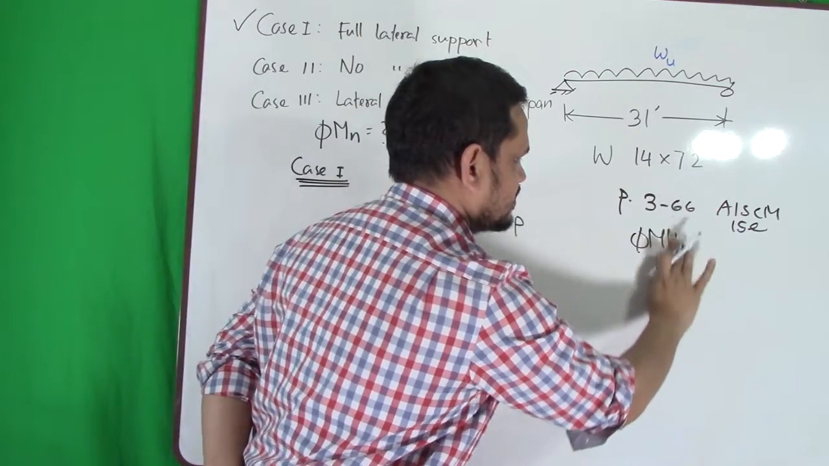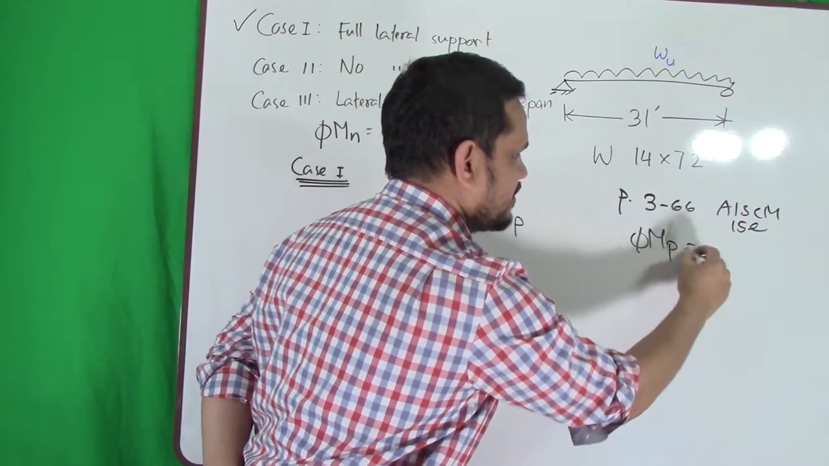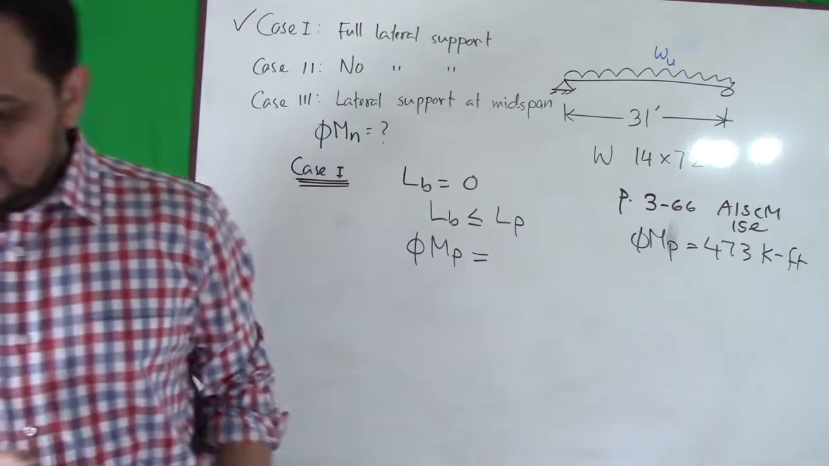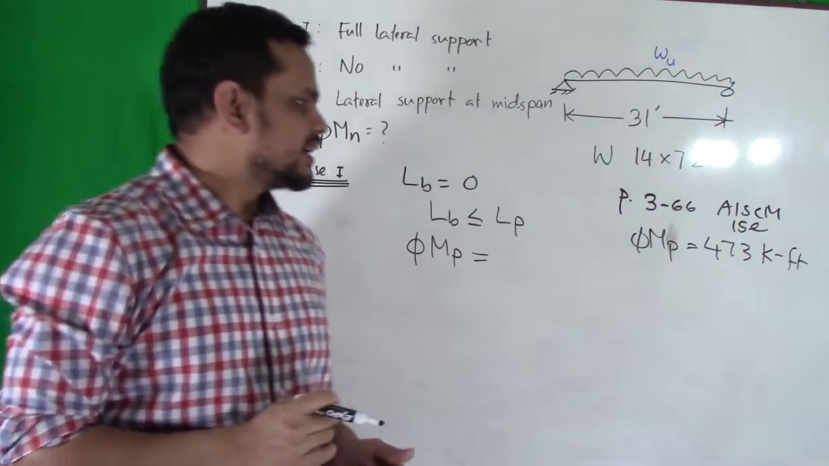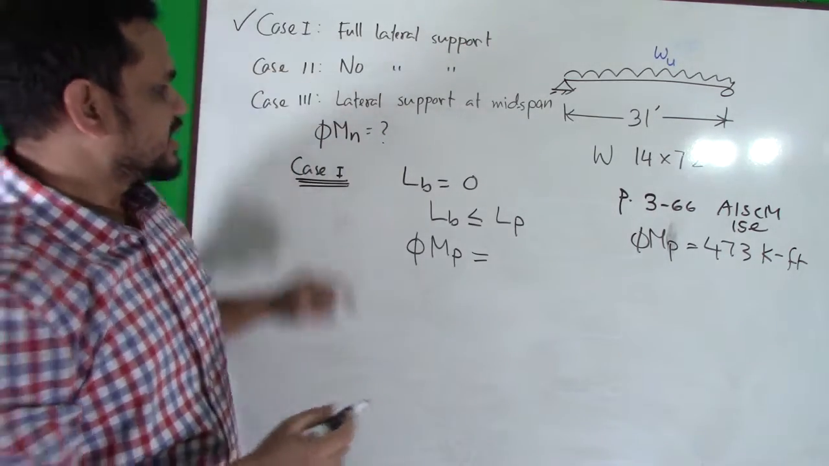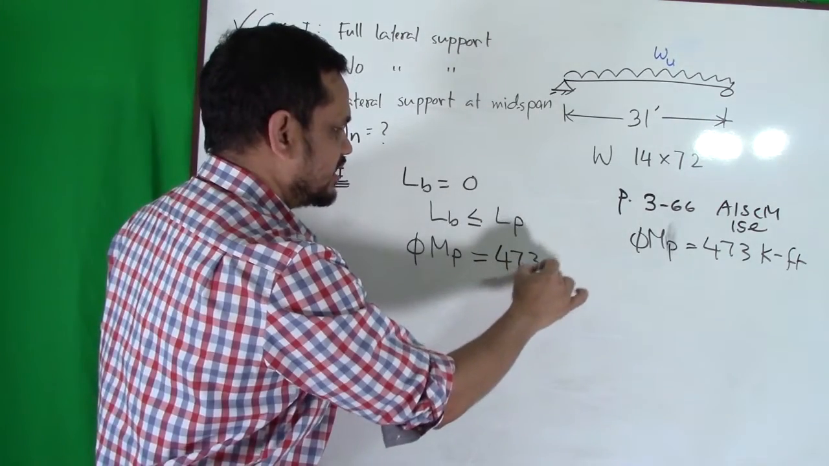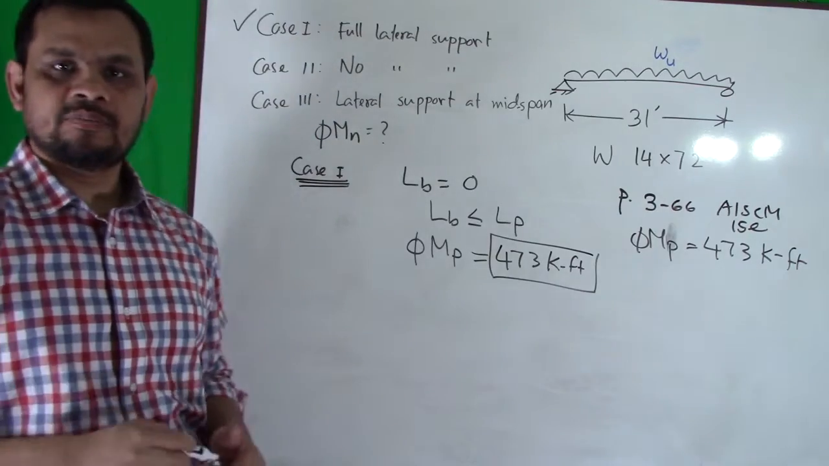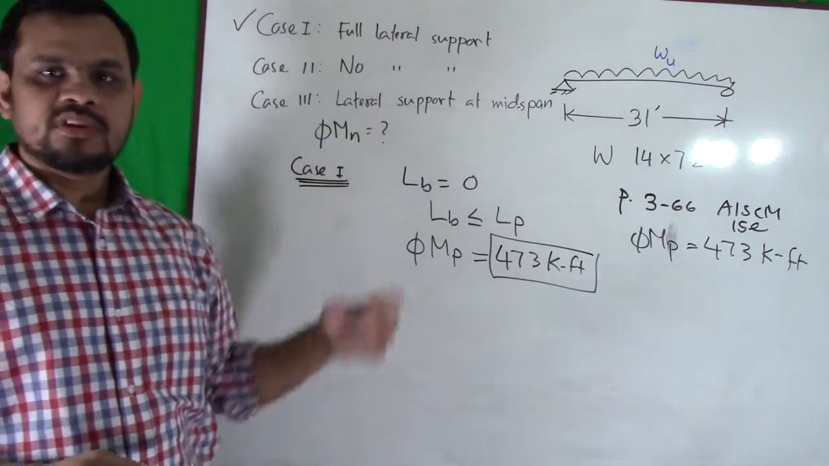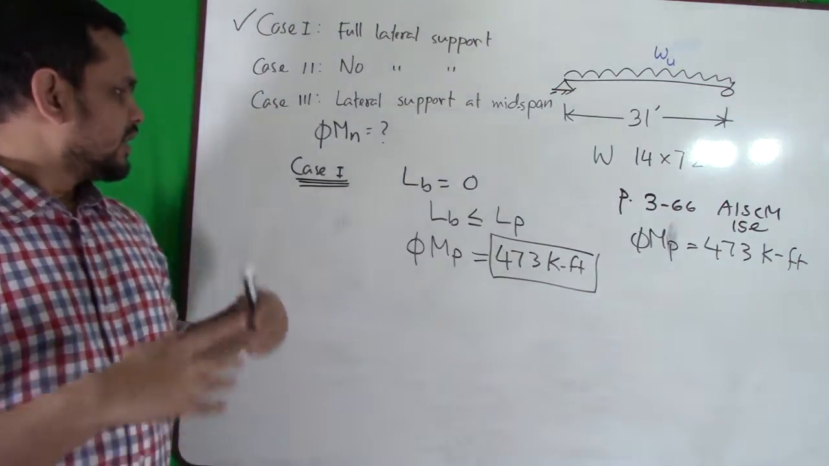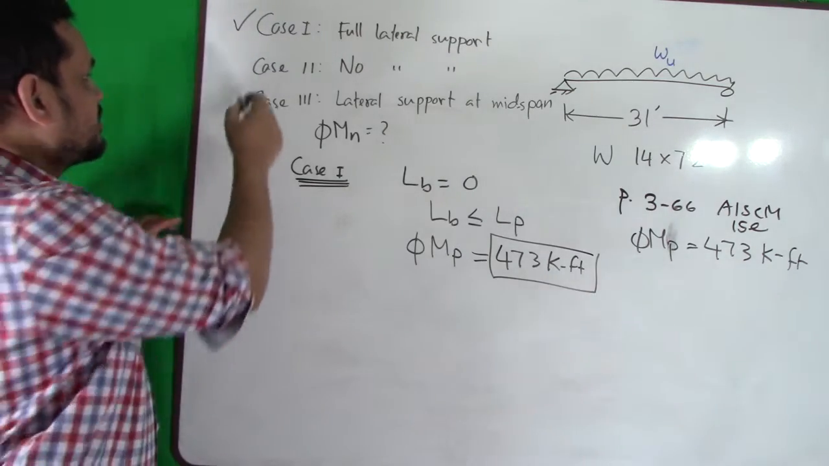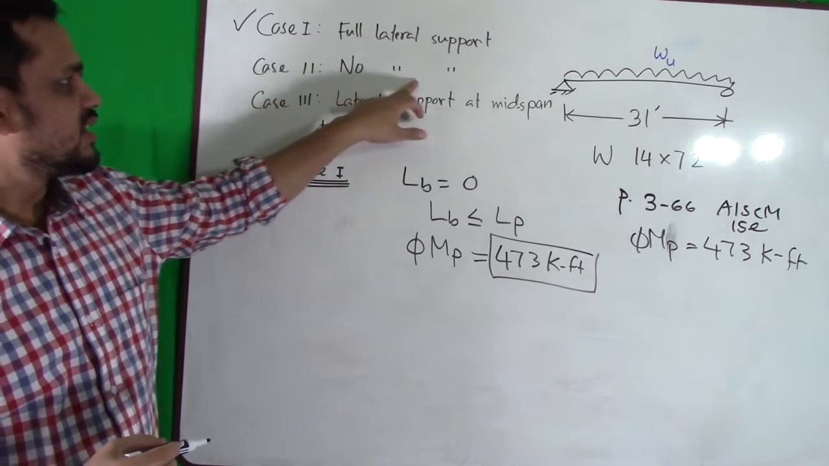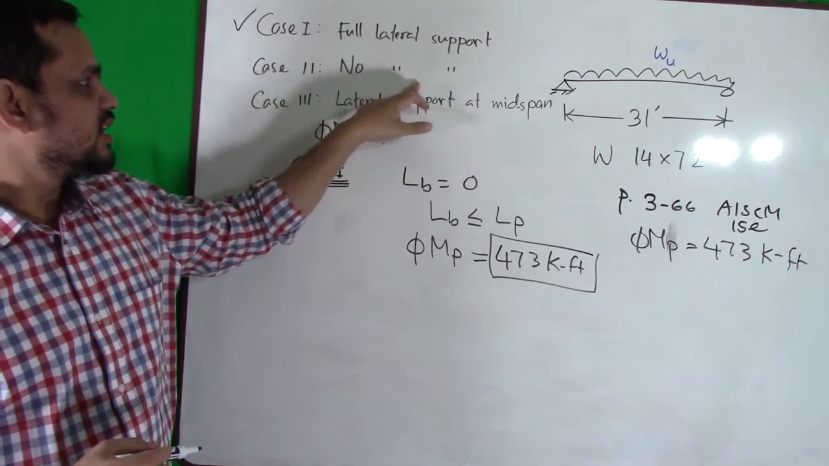We found that my phi MP value is 473 kip-feet. So for this case, my capacity is directly 473 kip-feet. That is my answer. If there is full lateral support, that means LB is 0. So case number 1 is done. Now case number 2, no lateral support.